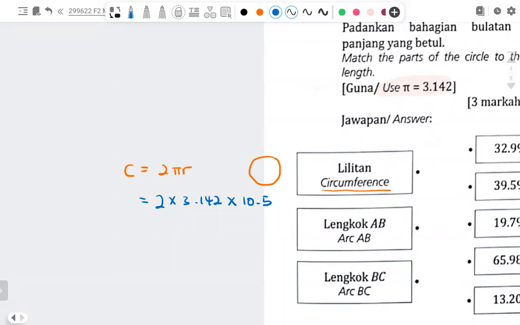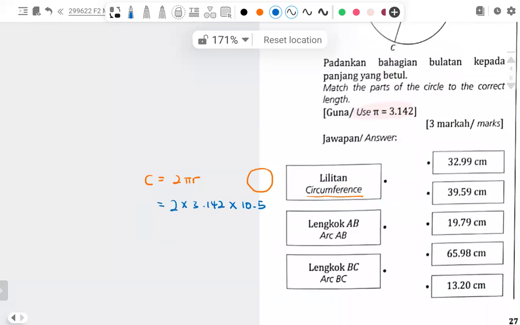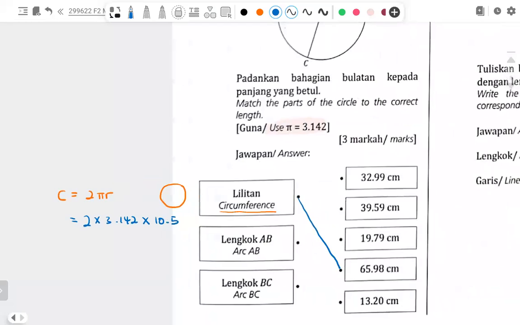You just key in the calculator and you will get the answer. So 2 times 3.142 times 10.5. We get the answer in decimal, which is 65.982. When we round off, we get this answer. This one you just see only because it's not in your book. You just understand how to apply the formula and how to find the answer using the formula.